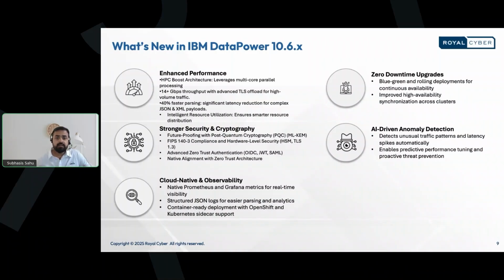So with the advent of AI-driven anomaly detection built into DataPower, we are reducing the MTTD to quite an extent, which results in safeguarding your application, reducing your blast radius, and reducing your damage if there are any such issues or failures.